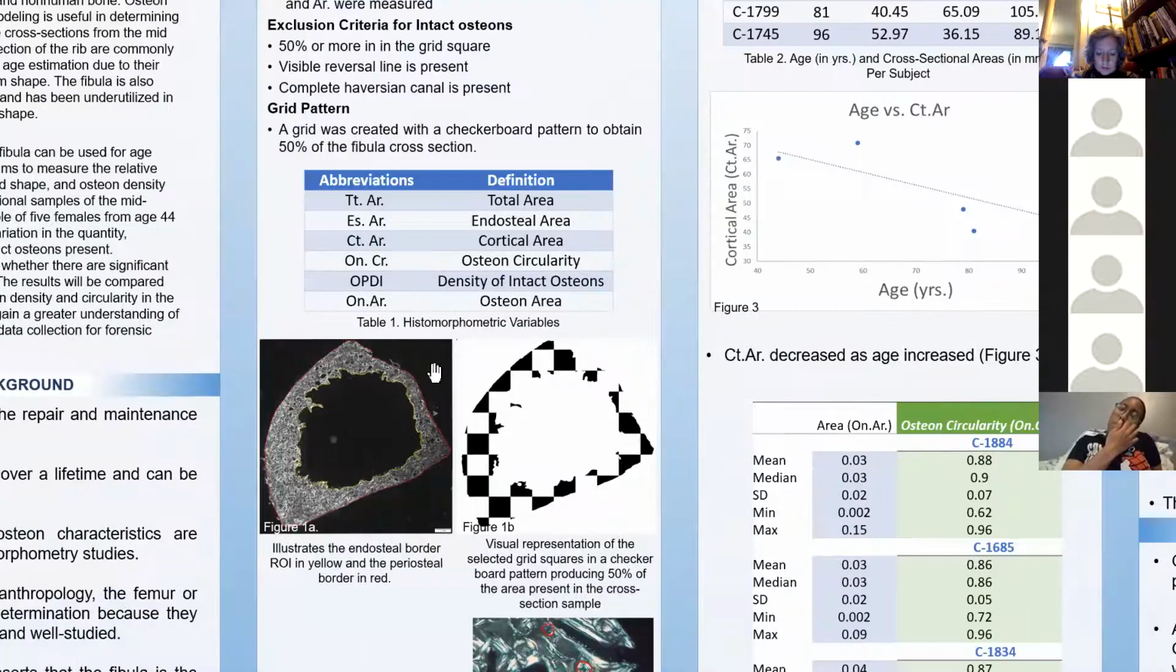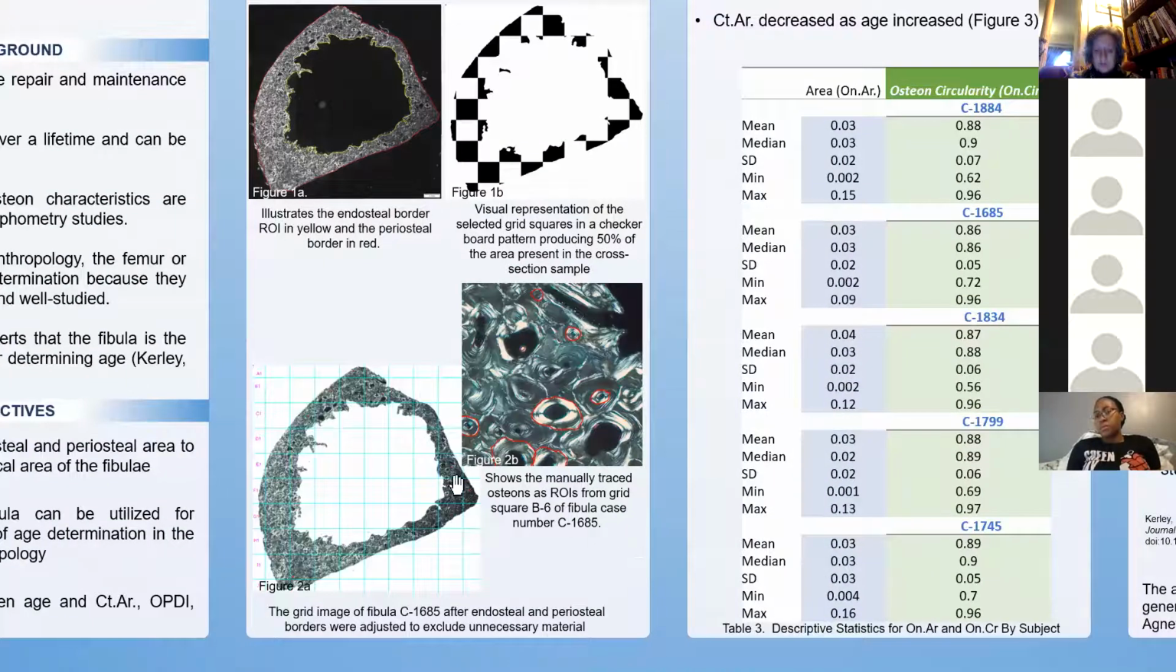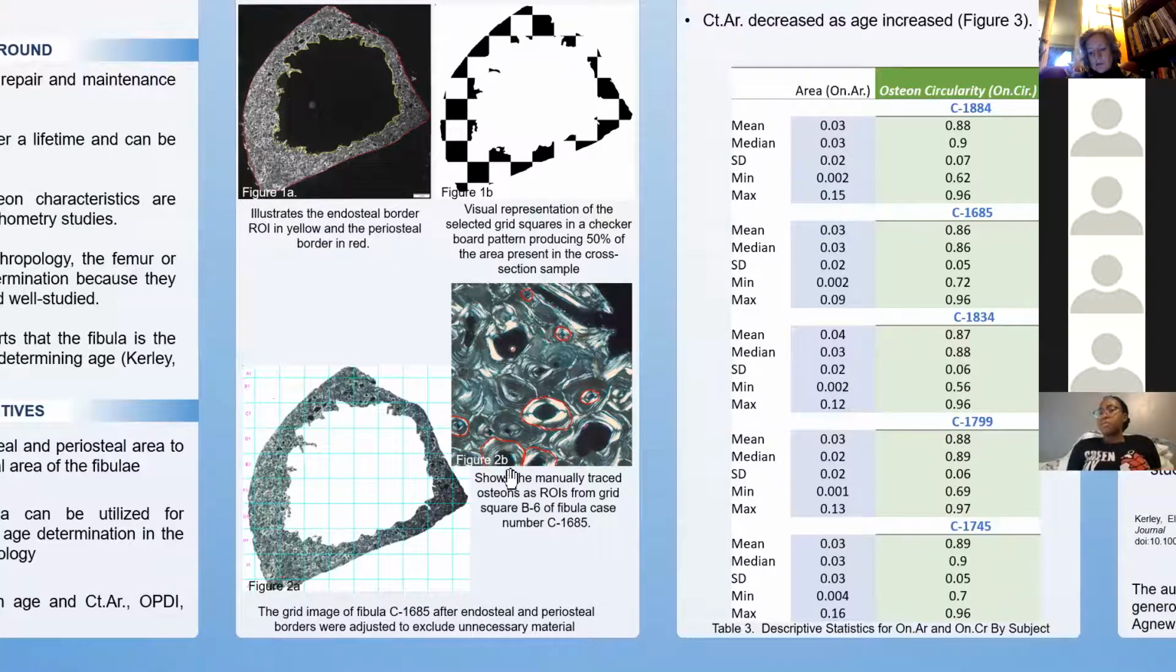Haversian canal being this empty space. And in order to make our research both easily understandable and quick, considering the crisis that we're in right now, we decided to use 50% of the fibula cross section. And to do that, we used a grid with a checkerboard pattern to obtain 50% of the cross sections. And these are all cross sections from the midsection of the fibula. So here you can see the grid pattern we created and a zoom in of one of our grid squares, which is from B6. You can see the numbers in it too.